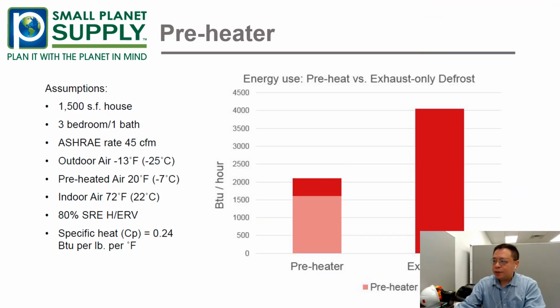If we use only the exhaust only defrost strategy, we need high energy consumption to compensate for the heat loss. But if we use the preheat strategy, yes, we need extra energy consumption on the preheater. But as a result, we have only half of the energy consumption to compensate for the heat loss.